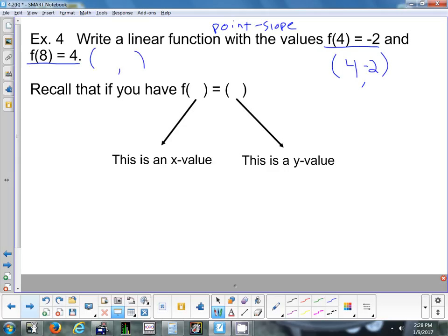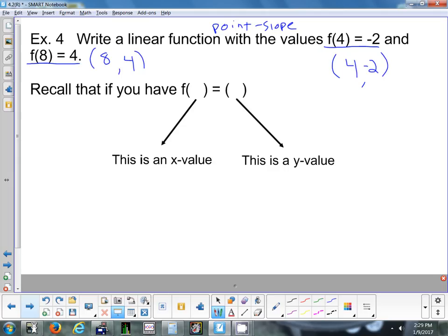How would you write this as a coordinate? Yeah, 8, comma 4. Just take out everything else and just leave the two numbers and put a comma between them. And that's it. Okay, so now this problem is just like the last one. You have two coordinates.